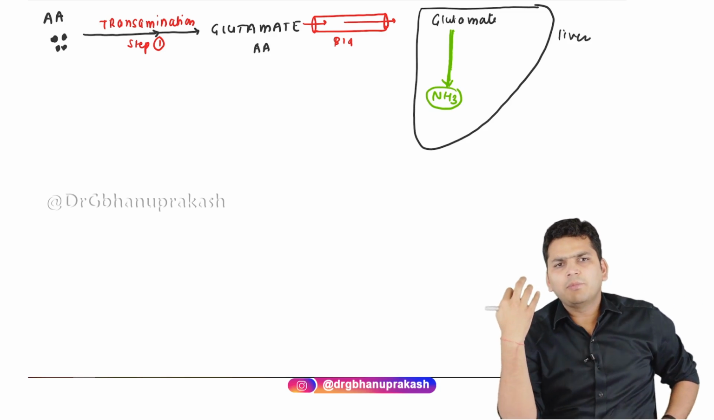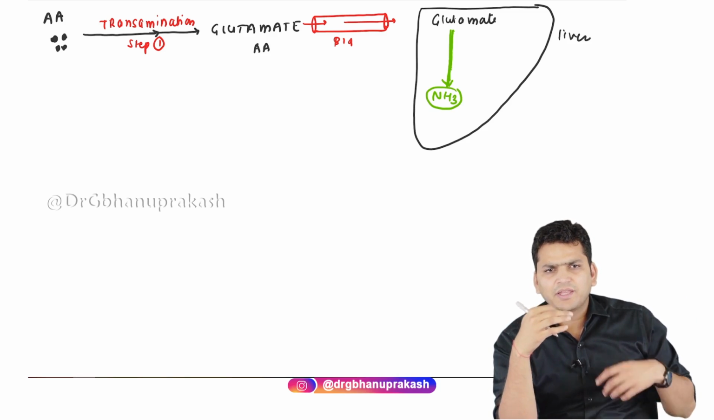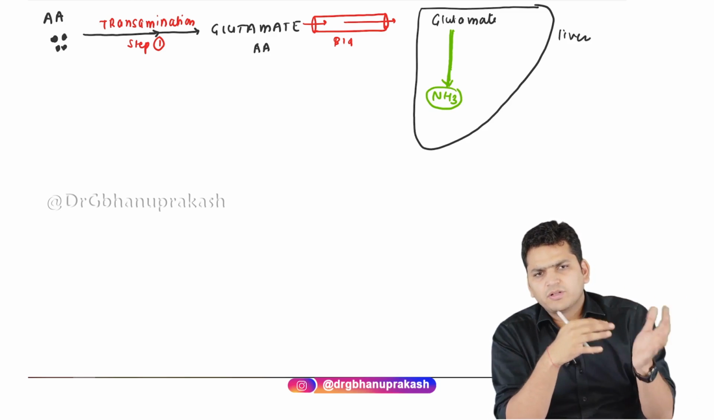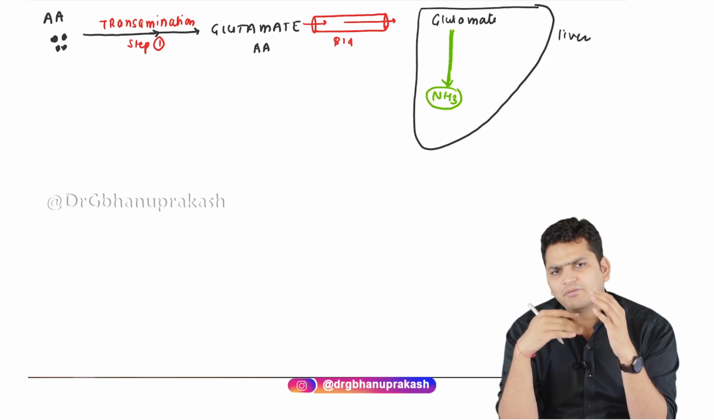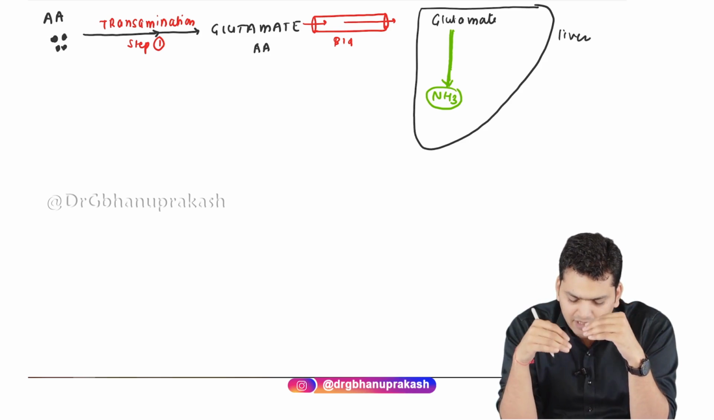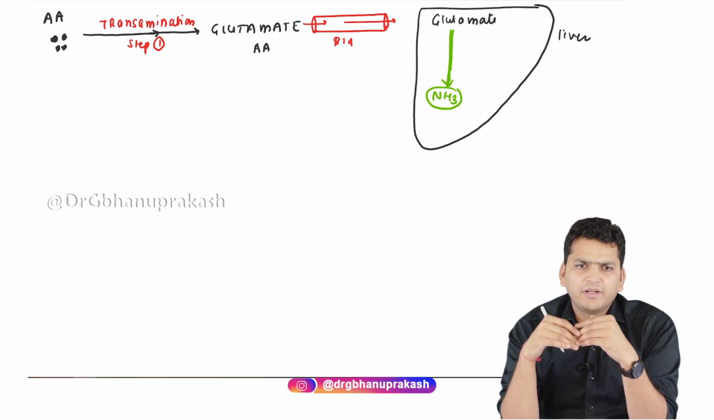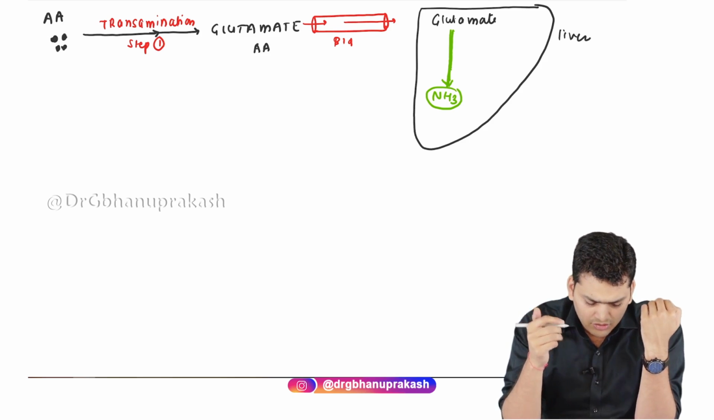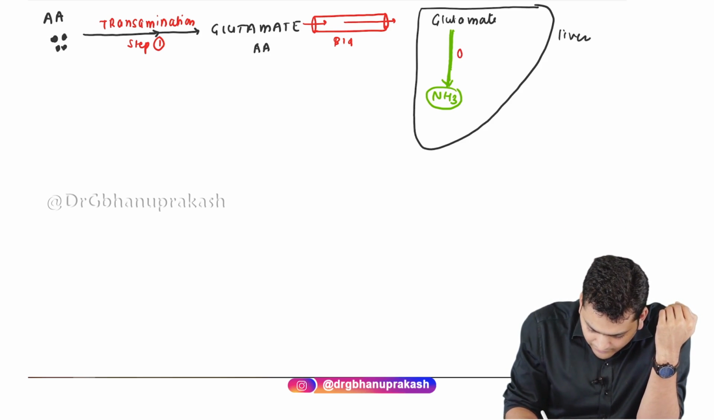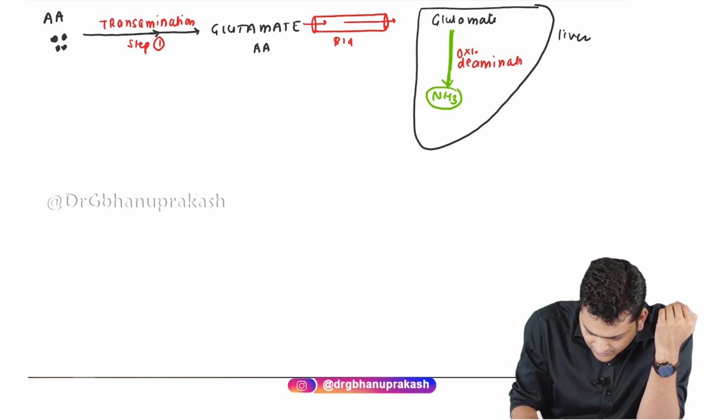So when you remove the carbon dioxide, I told you in the previous session that it is called decarboxylation. If you remove the ammonia, that will be called deamination, right? And this deamination that is occurring from the glutamate occurs in the presence of oxygen. So this is referred to as oxidative deamination. This is step number 2.